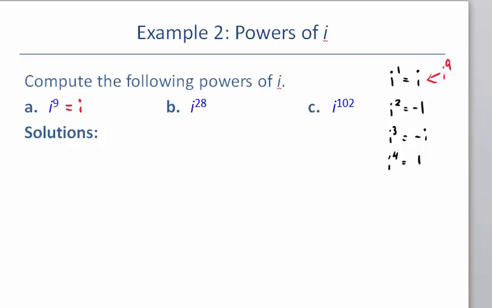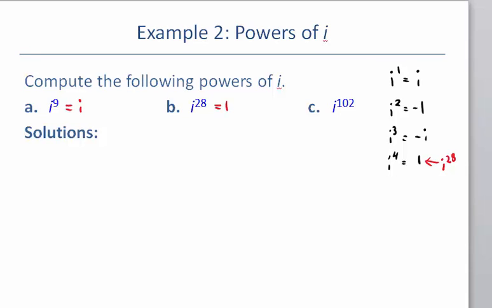Okay, so now that's great and works really well for low powers. And we certainly could do it for 28, but it might take us a little bit of time. So we might want to think about a better way to do that, but I certainly could do it. I could say 1, 2, 3, 4, circle back to the top, 5, 6, 7, 8, circle back to the top, 9, 10, 11, 12, back to the top, 13, 14, 15, 16, back to the top, 17, 18, 19, 20, back to the top, 21, 22, 23, 24, back to the top, 25, 26, 27, 28. So here we are at i to the 28th and saying that that's equal to 1.